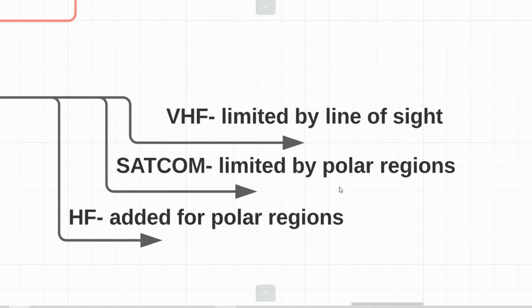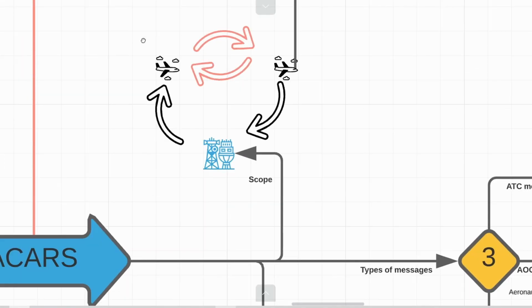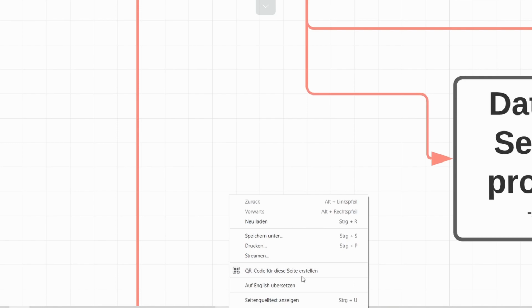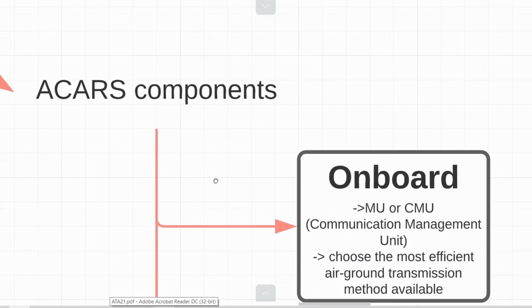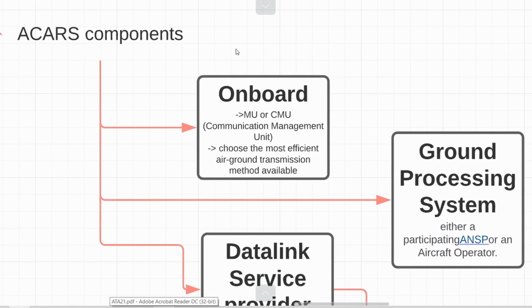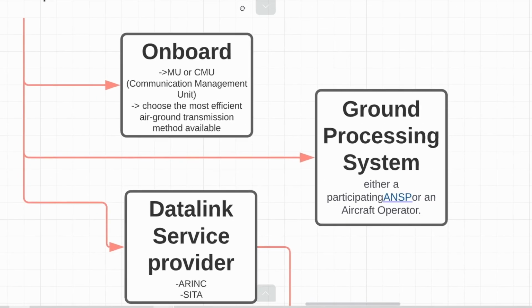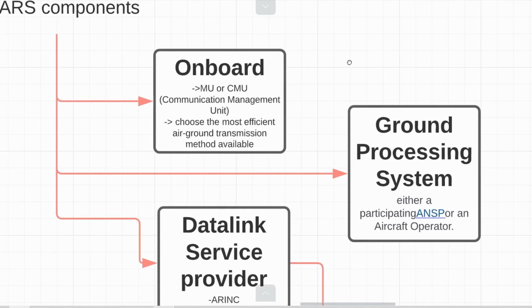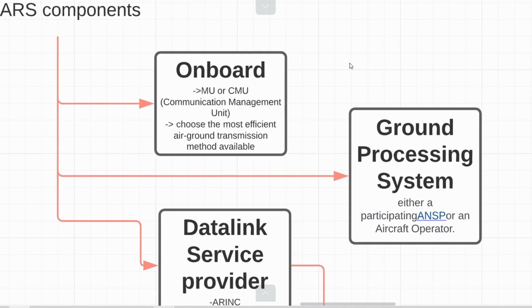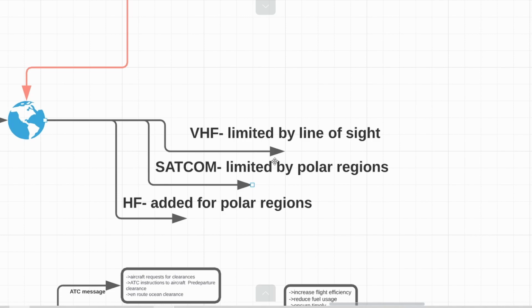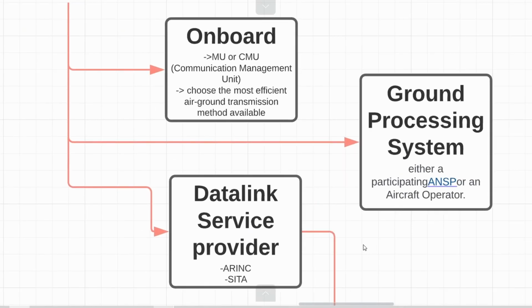We could also talk about the ACARS components. There are different components in an ACARS system: one is the onboard system, another is the ground processing system, and finally the data link service provider. The onboard system includes the MU and CMU, that is, the management unit and communication management unit. This has the capability to choose the most efficient air-ground transmission method available. So within the three options available for an aircraft, the system can select the most efficient transmission method in a given context of the aircraft.